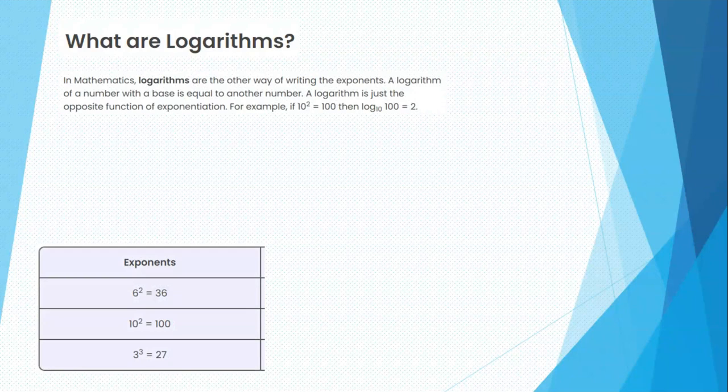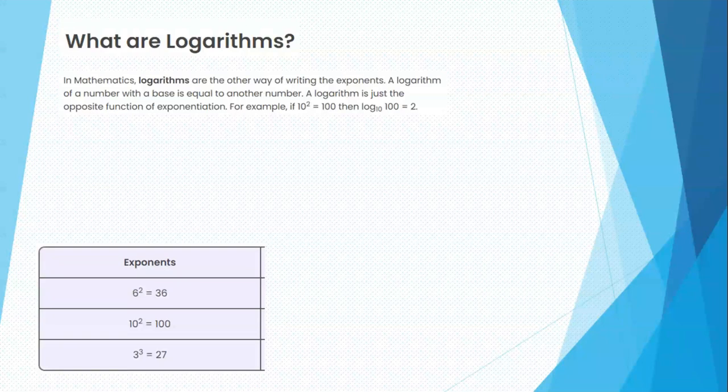What does the power represent? The power tells you how many times the number is multiplied. For example, 6 raised to the power of 2 means that 6 is multiplied with itself 2 times. 6 multiplied by 6 is 36. Similarly, 3 raised to the power of 3 means that 3 is multiplied with itself 3 times and the answer is 27. This is what the base and power do. The base tells you which number has to be multiplied and the power tells you how many times the base has to be multiplied.